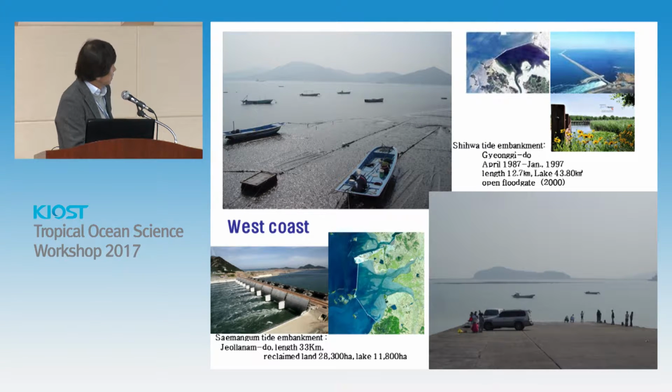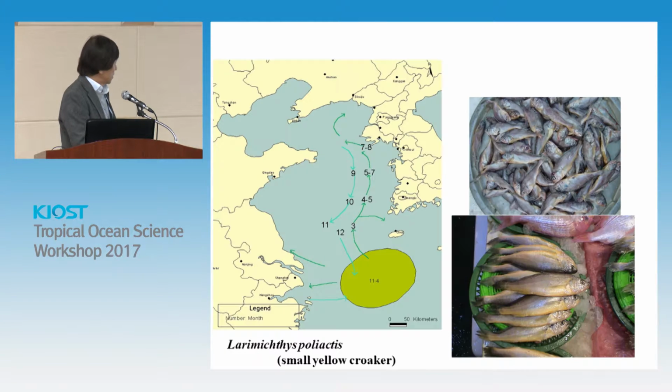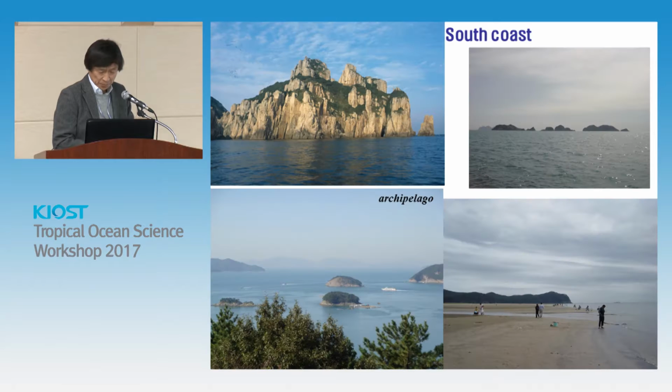And we have different environments on the west coast. We have many huge constructions here, and around 40% of the shoreline in the west has disappeared. But some fishery resources migrate in the spring to the north, like this, and come back again to the wintering ground in late autumn, like croakers.